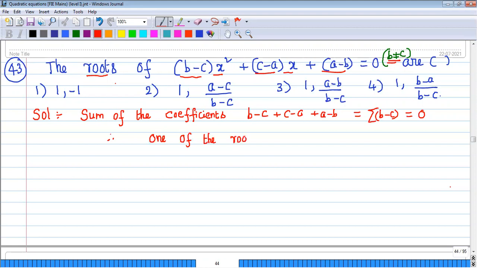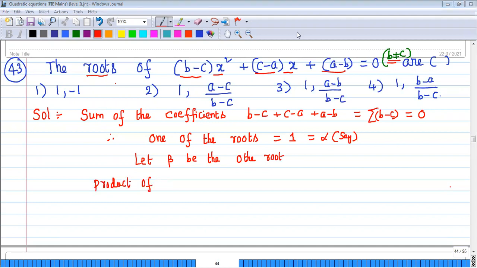or factor theorem also we can apply. One of the roots equals 1. So the other root we need to find out. Let beta be the other root. Obviously, let us say this is alpha. Alpha is equal to 1. So now the product of the roots we can find out.